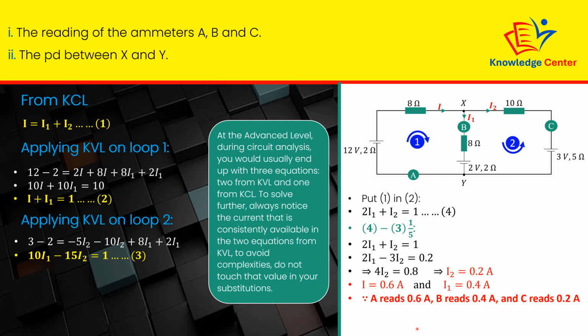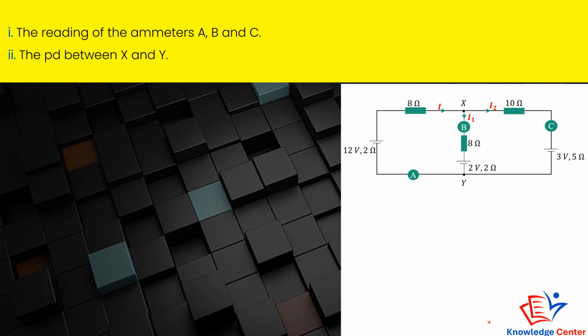So what does this mean? It means that this meter A would read I. Can you see that? Because this guy supplies I, and then there's the I that will enter back. So A reads 0.6 amperes, which is I. And then B, look at B. B would read I1. So what is our I1? I1 is 0.4 amperes. And then C would read I2. So I2 is 0.2 amperes, and so on and so forth.